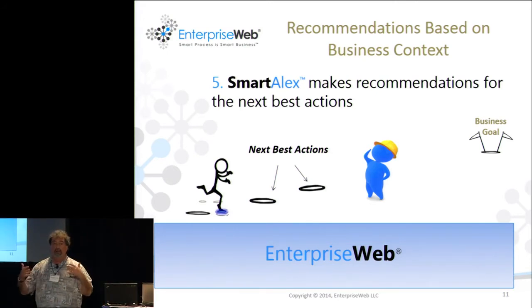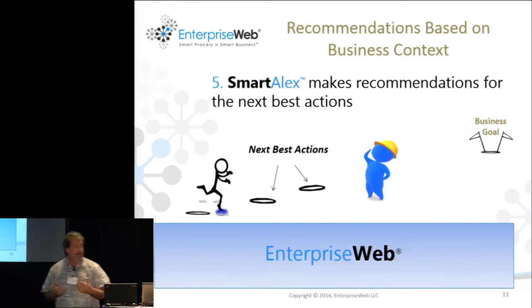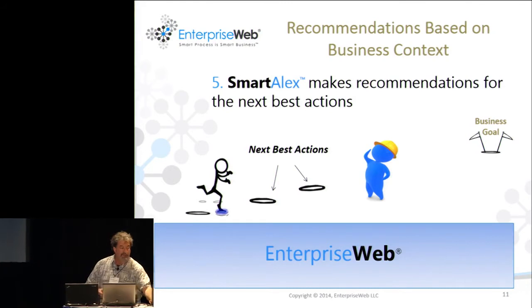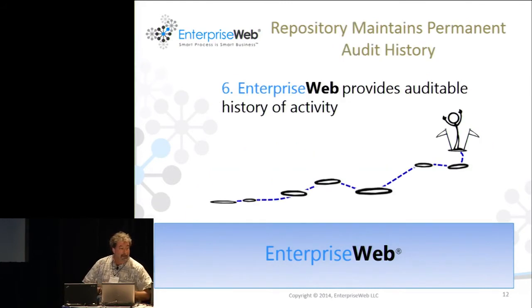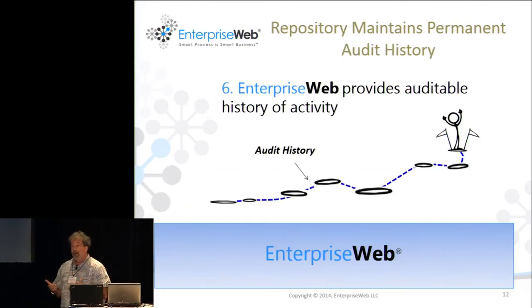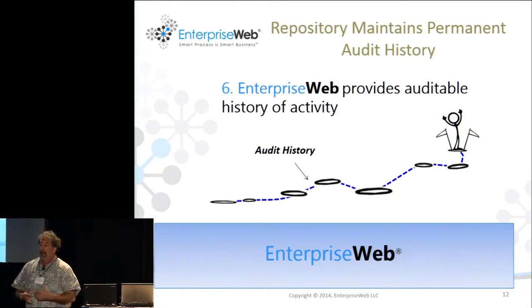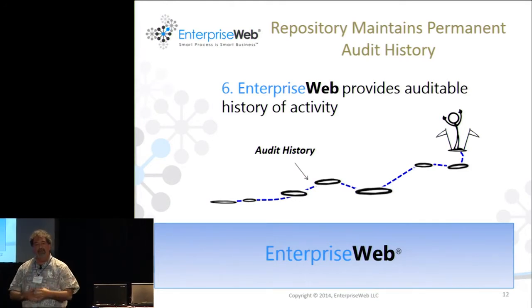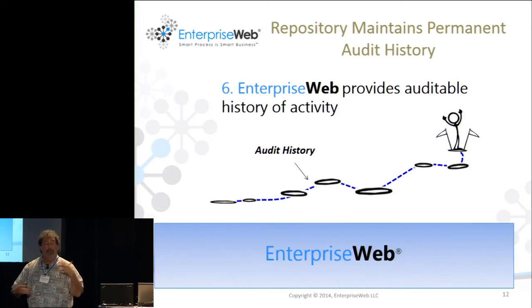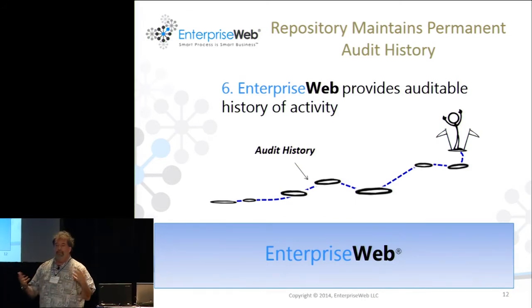You don't necessarily know ahead of time what the next step is going to be, so the agent can make those recommendations and say, well, if you're trying to achieve this goal, maybe you should do this, or maybe you should do something else, and it can make those recommendations to the user or to the actor. And then while it goes, it provides an auditable history of activity. So it has built-in change management, built-in version control, and built-in auditability, so it supports flexible governance.